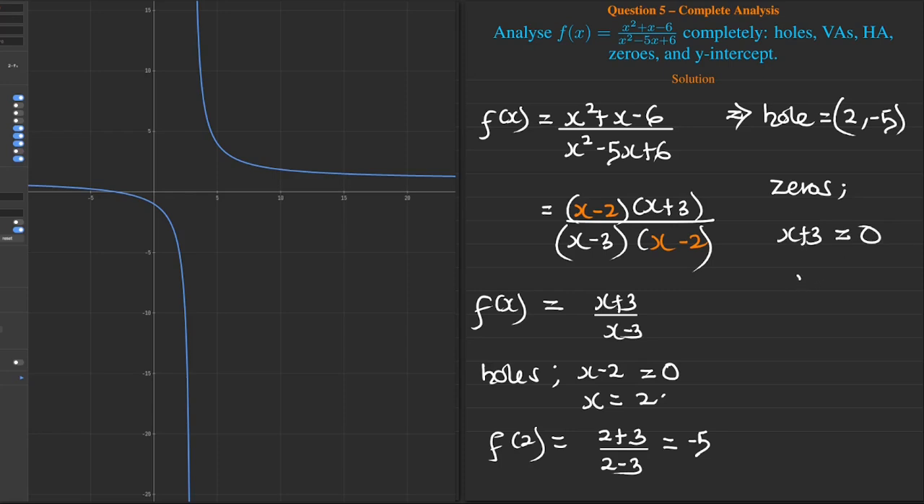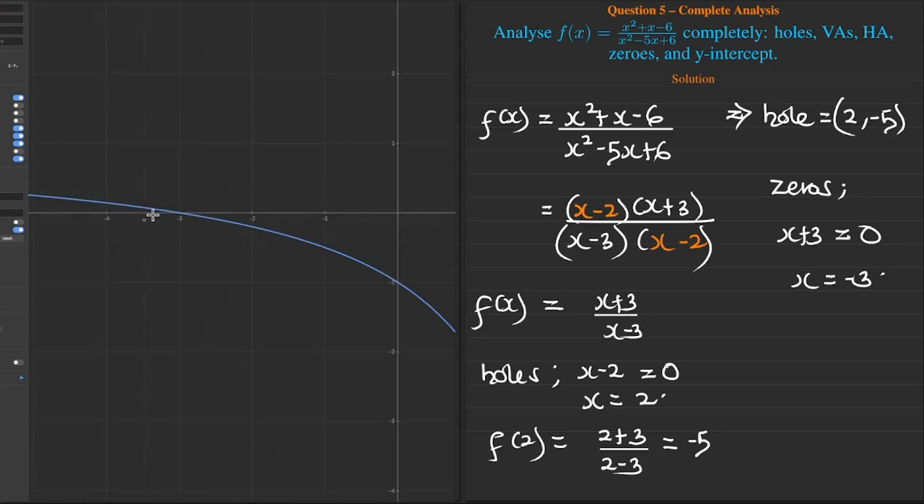Making x the subject, we have our x, which is equal to what? Negative 3. So at x equals negative 3, the function is 0. Or in other words, this is the x-intercept of the function. If I come here, you realize that the function cuts the x-axis, or crosses the x-axis, at x equals negative 3. Very simple as well, isn't it?